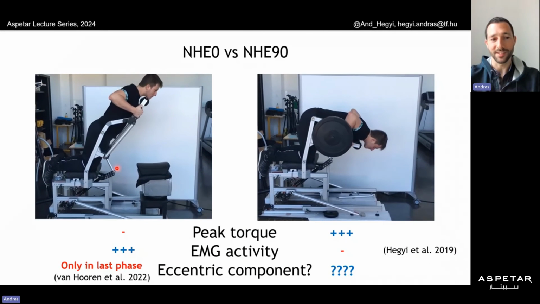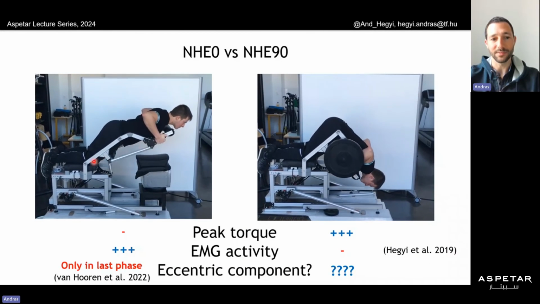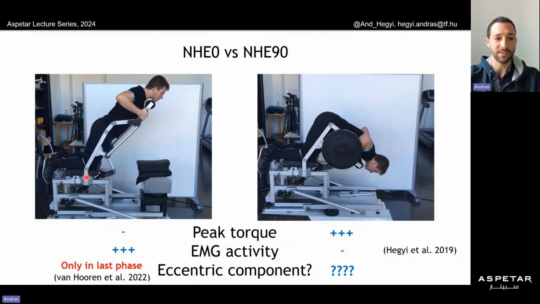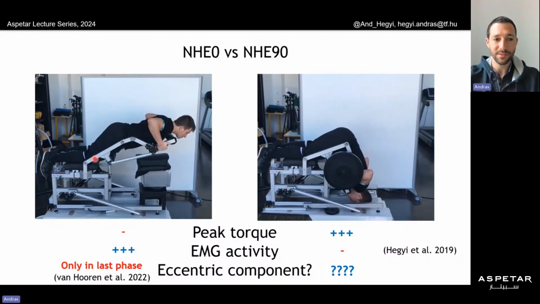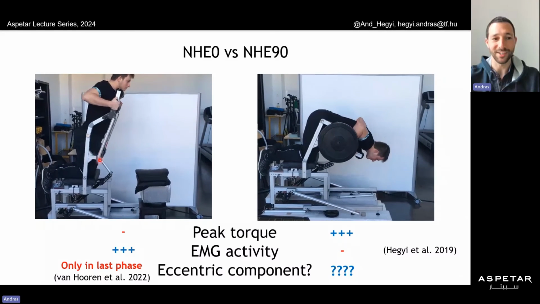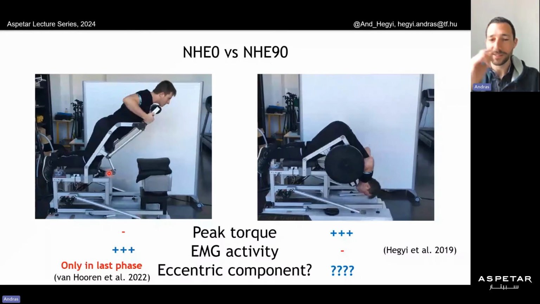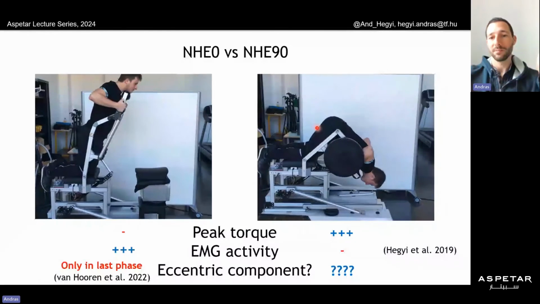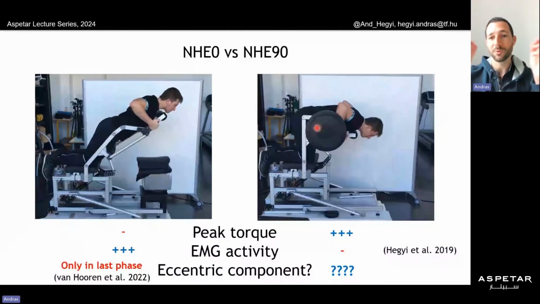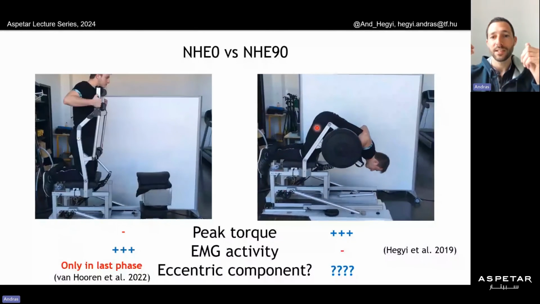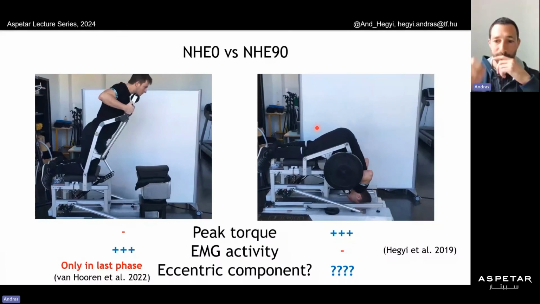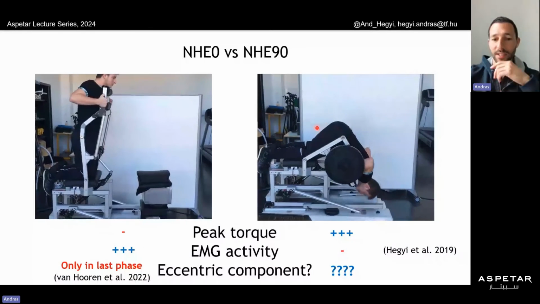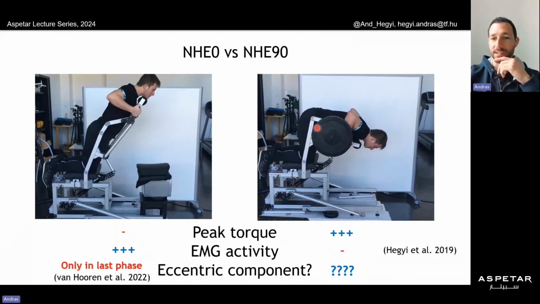Here we don't have this phase actually, because we adjusted the load to the strength level of the athlete. So maybe there is no eccentric phase here. It's not very clear. But maybe when we flex the hip, it's probably because of the longer muscle length, we have more eccentric phase in the muscle fibers. This is something that we try to figure out in the future, but we don't have data on this at this point.